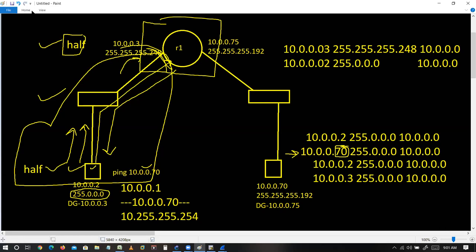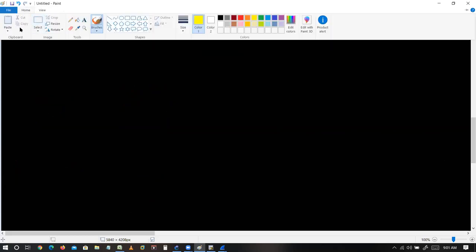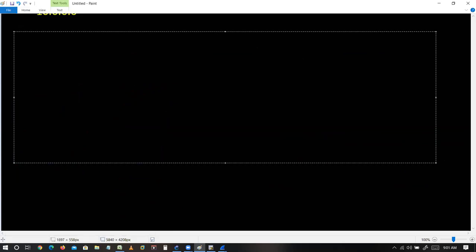Now we will check what will happen whenever a router receives the packet and sends the packet out to another interface. The mechanism in a single router. So basically the concept name is switching method. We are saying switching method, but this is switching of a packet from one interface to another interface.